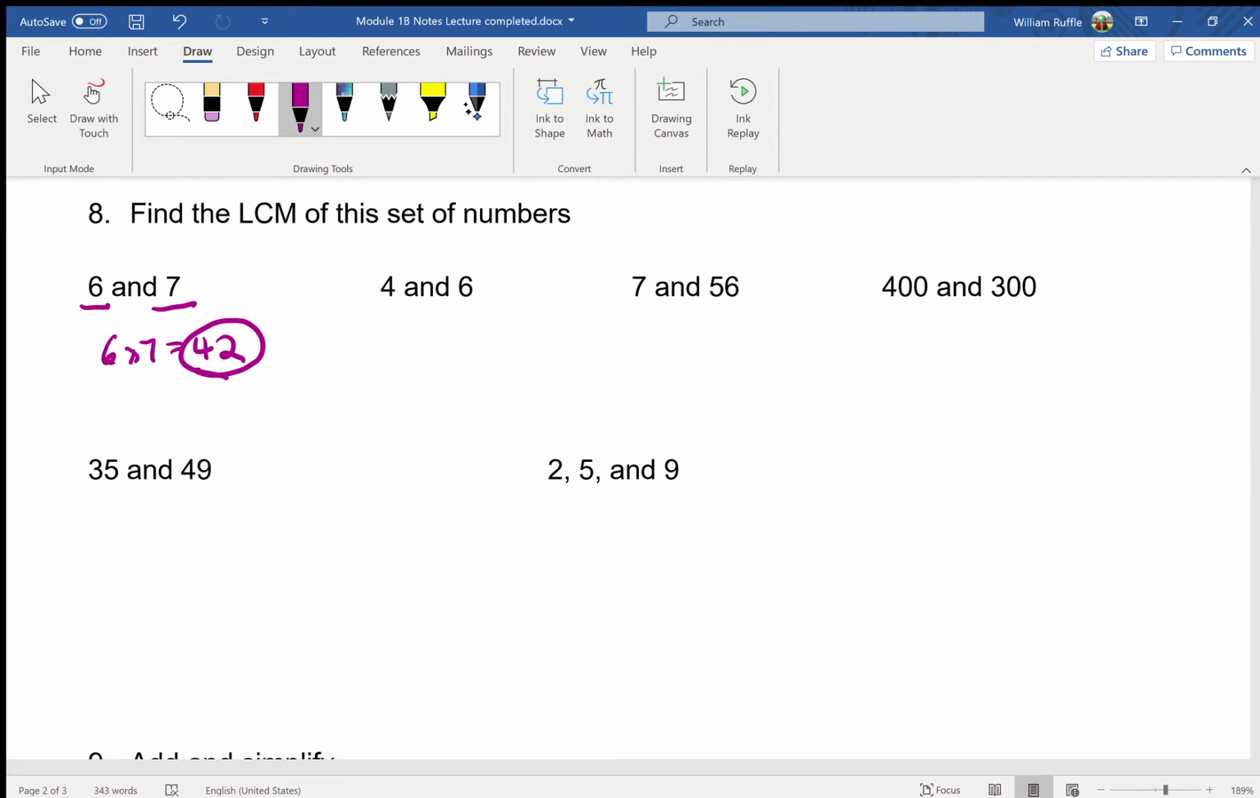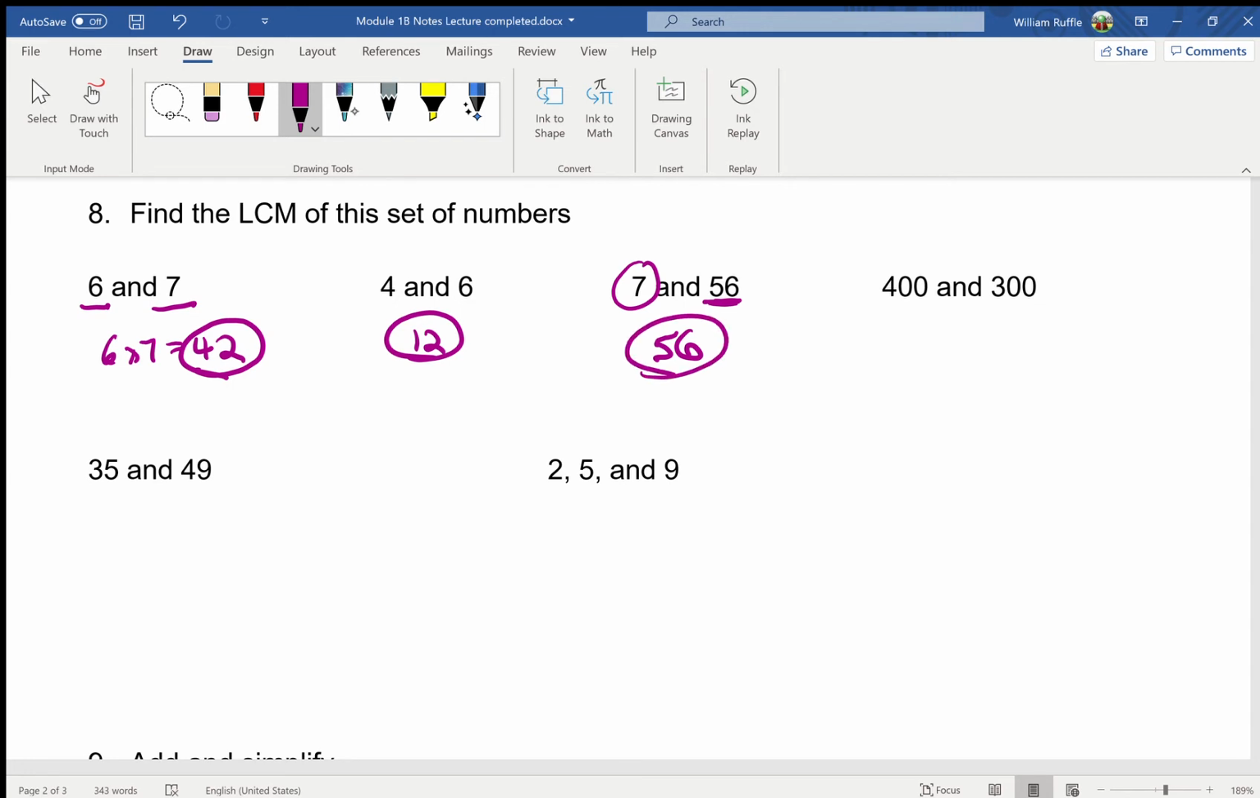Now 4 and 6, they share a common factor of 2. So I could look at 4 and 6 to get 24, like I did when I looked at the number chart at the first part of 1B. But really, 4 and 6, the first common multiple is 12. So the least common multiple here is 12. And again, look at the chart. Now 7 goes into 56. 7 times 8 is 56. So if the smaller one goes into the bigger one, the least common multiple is 56, and we're done. Okay?